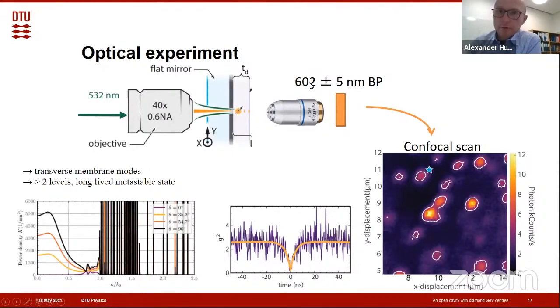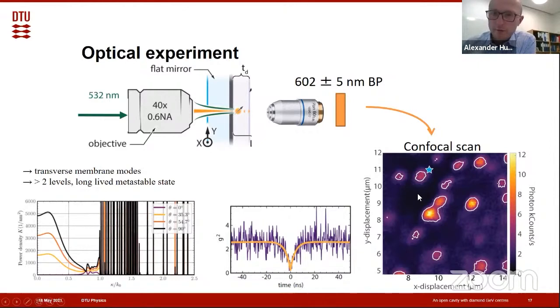The emission, or the fluorescence light at 602 nanometers, which is the transition line, is collected. We scan the diamond sample across the focus of the pump beam in the transverse plane, and plot in this color plot the fluorescence signal recorded with an APD. Like in any confocal scan, we ideally observe a number of bright spots. Then we can focus onto one of those spots and analyze the properties in more detail.